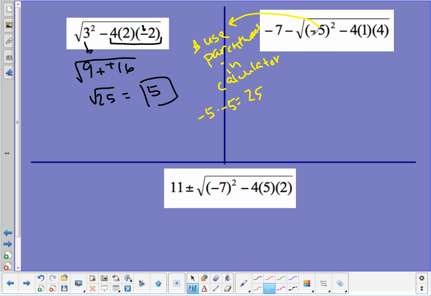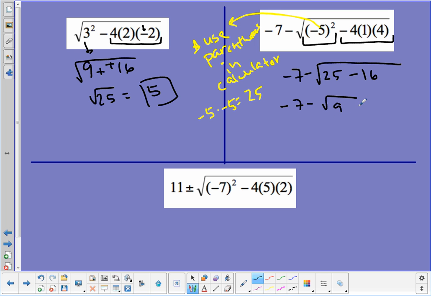A lot of us can do this piece in our head, so we don't really need our calculators here. The negative 7 minus that's out front, I'm not doing anything with because I have to simplify underneath the radical first. So this piece gives me positive 25. This piece, negative 4 times 1 times 4, is negative 16. Then I need to do the subtraction. Negative 7 minus the square root of 25 minus 16, which is 9. Then I take the square root: negative 7 minus 3, and that gives me negative 10.